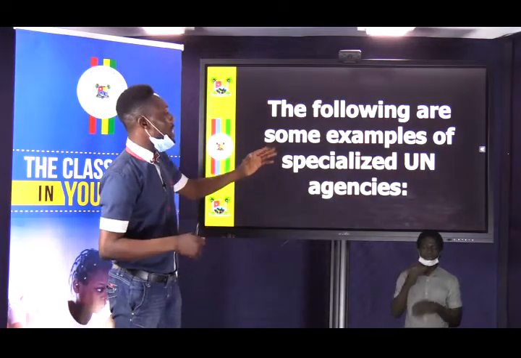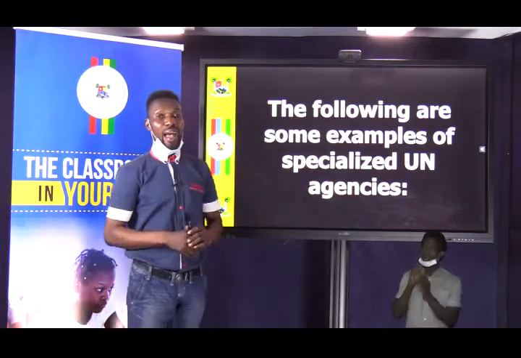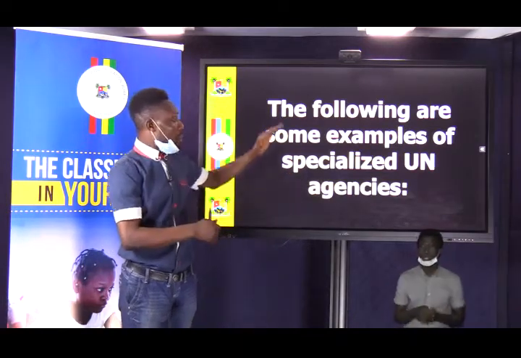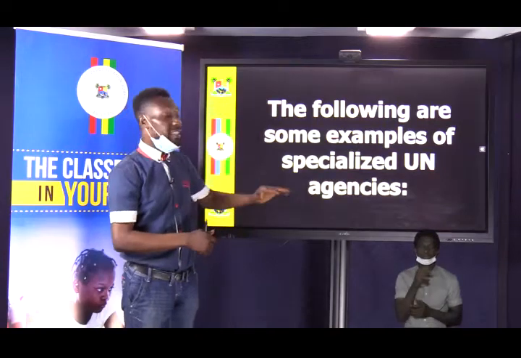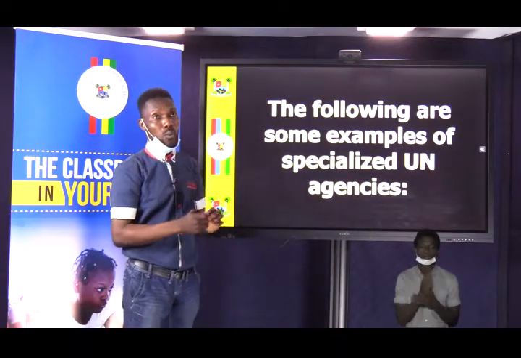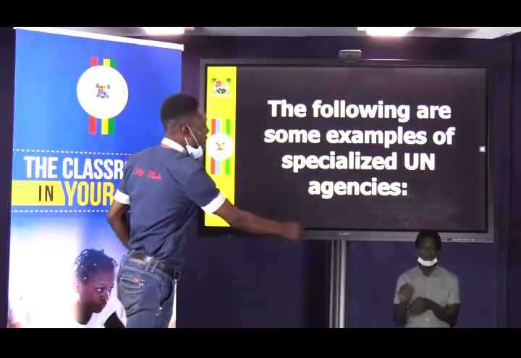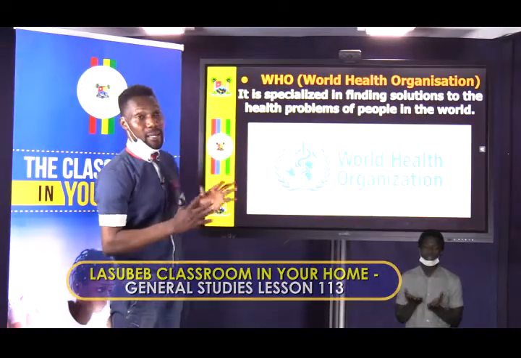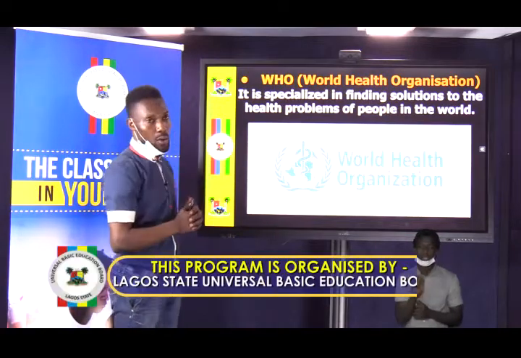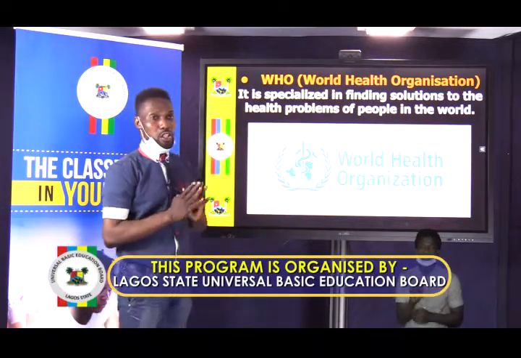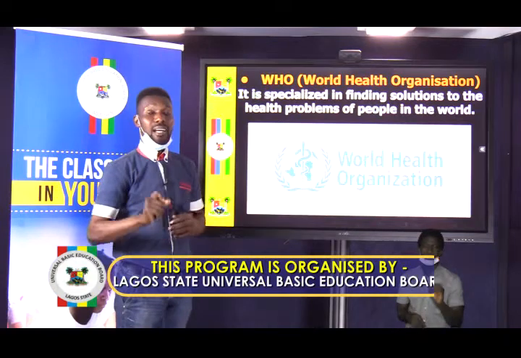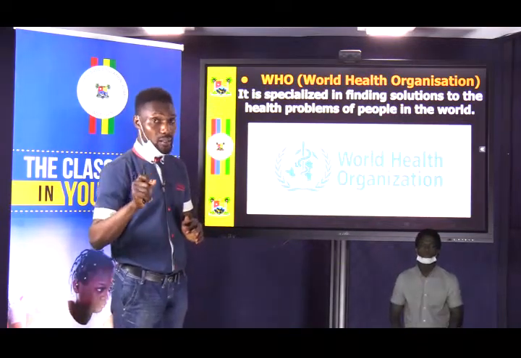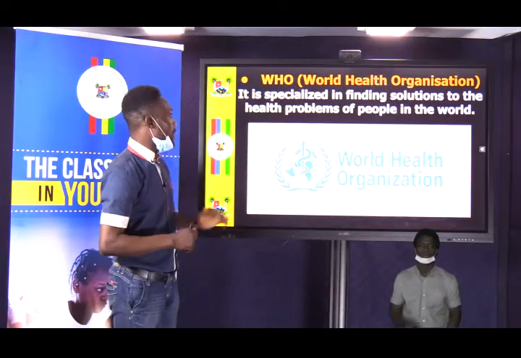The following are some examples of specialized UN agencies. UNO, as I've just said, has some specialized agencies. That means we have some agencies working under the United Nations Organization. The first one here, let's look at WHO. What is the full meaning? That is World Health Organization. Say that. World Health Organization.